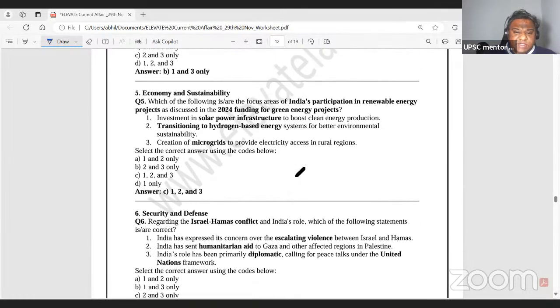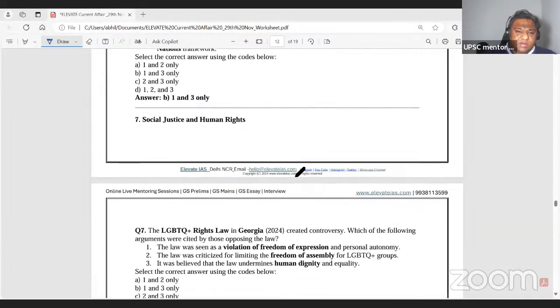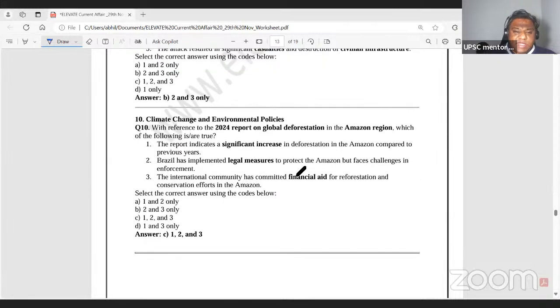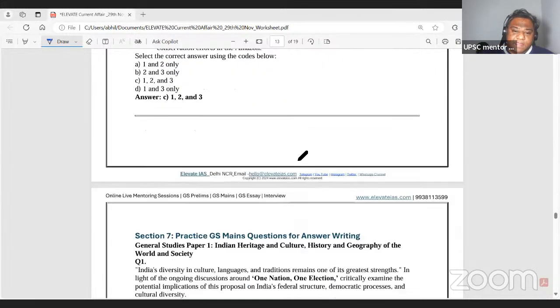So I've given certain questions just for revision. These are only 10 questions because otherwise the handout will bulk up. But the detailed MCQs of all other small incidents and things which are relevant for UPSC, I will be sharing separately.